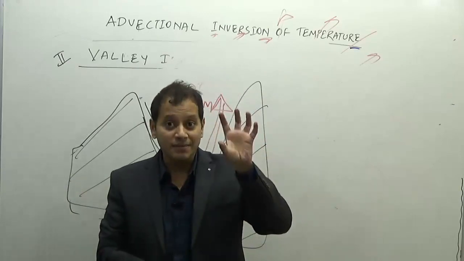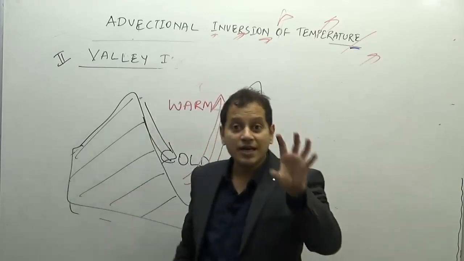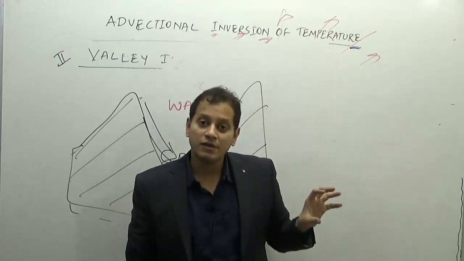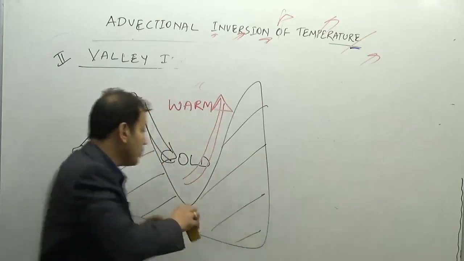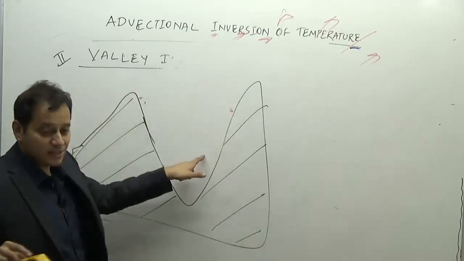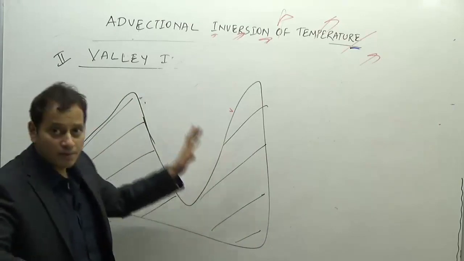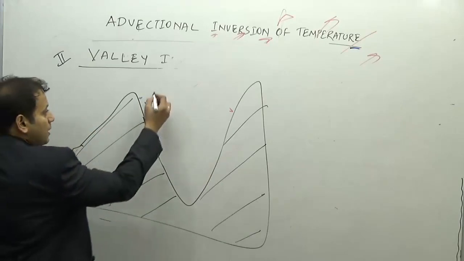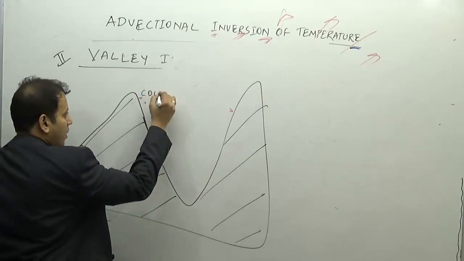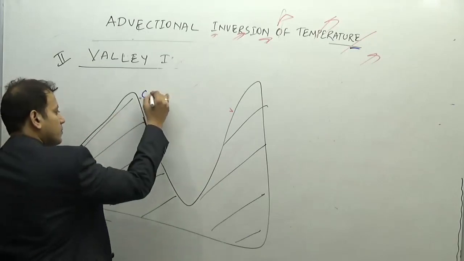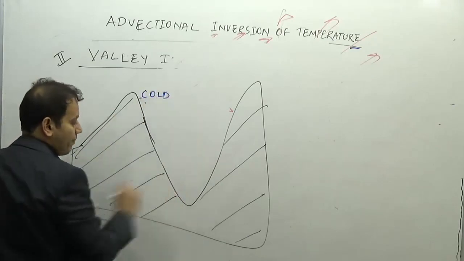During the nighttime, the upper part of the valley becomes cold while the lower part of the valley remains warm. As I told you, why does it remain warm? Because the heat is trapped in this valley, resulting in normal conditions. What do you mean by normal condition? There is cold air above while there is warm air below.